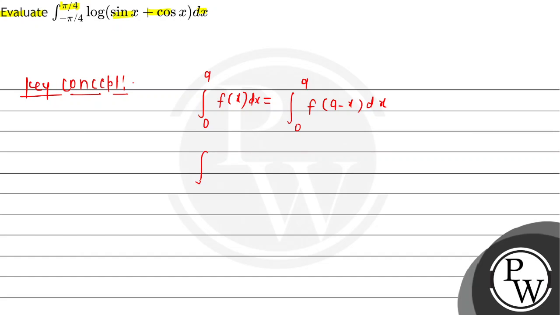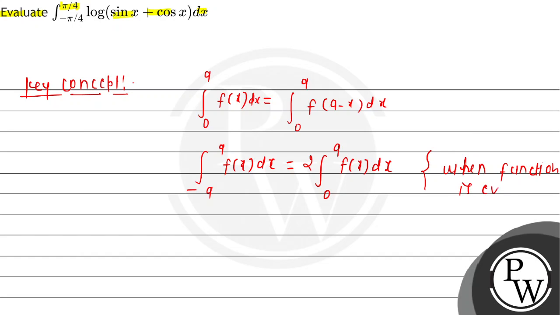The second key concept is that suppose minus a to a function f of x is given, so we can solve this by 2 times 0 to a f of x dx. तो यह डेफिनेट इंटीग्रेशन की प्रॉपर्टी होती है और यह तब होगा जब फंक्शन इवन होगा, when function is even. So this equality holds when the function is even.